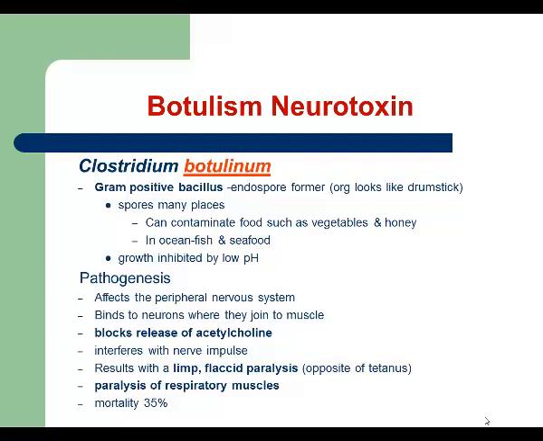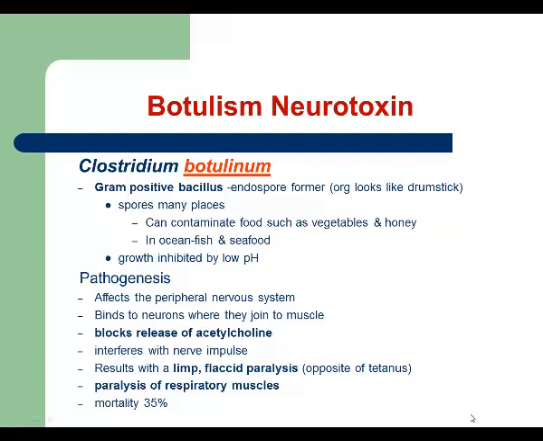So what would be the source of this infection? The source will be a seafood product, the soil, and with the soil, those endospores can be found on certain vegetables, and honey.